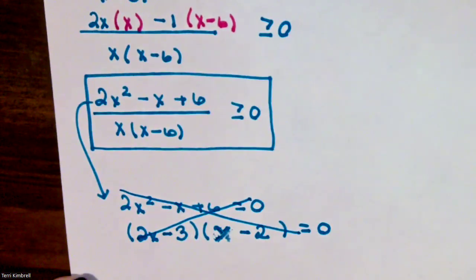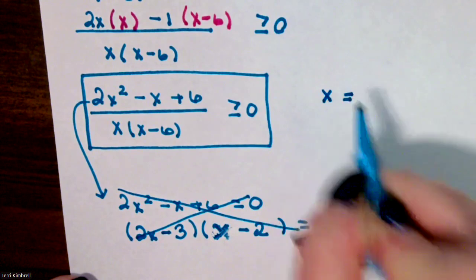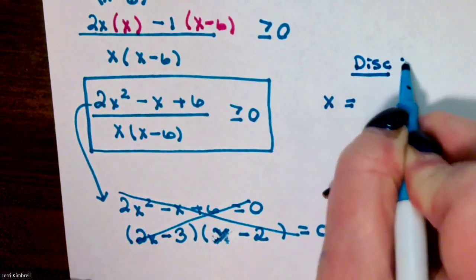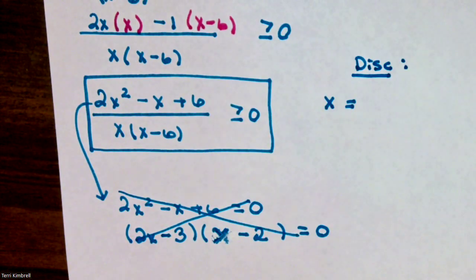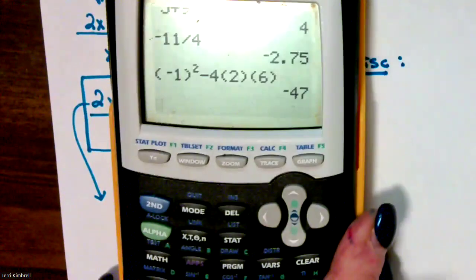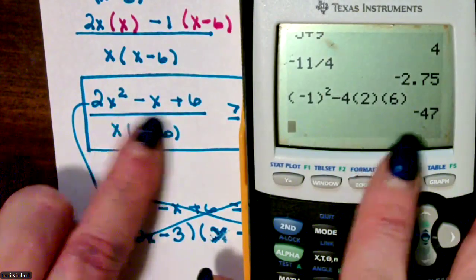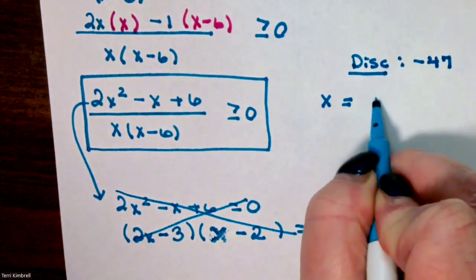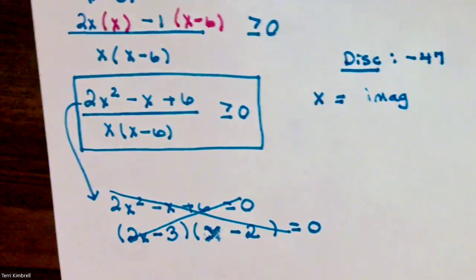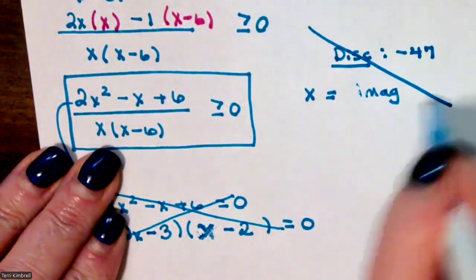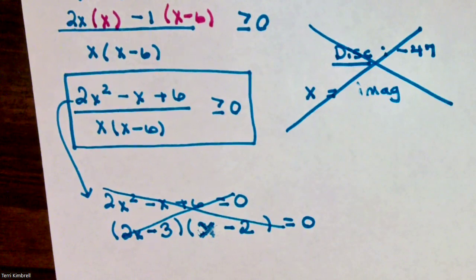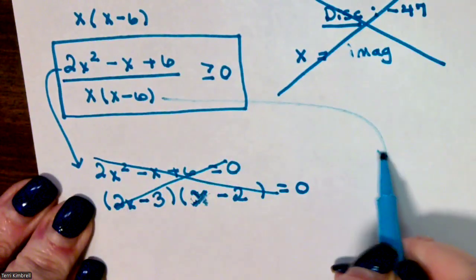So I could use the quadratic formula to be able to see kind of what's going on. We could check out our discriminant and see if it's going to be able to be factored. So we would do b squared minus 4ac, and you see that you get a negative 47, which means those are going to be imaginary solutions. So that tells me I can't do anything with the numerator, okay? I can't do anything with the numerator if it's not going to factor and it has negative answers. But I can still work it out with the denominator.